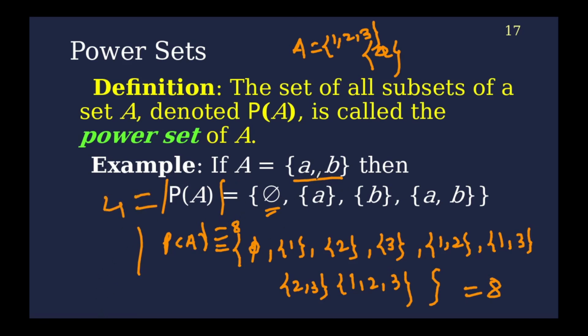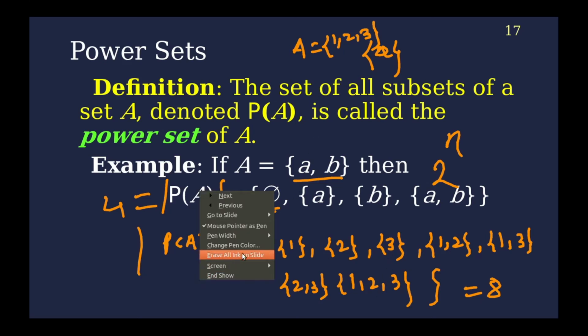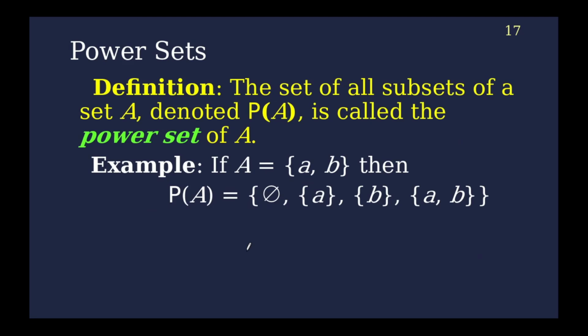The meaning of this is: if there are n elements in the set, then the power set contains 2 raised to n elements. Here the set is containing 2 elements. So 2 raised to 2 is 4. So the power set is containing 4 elements. Here we are considering this as a set. It contains 3 elements. So 2 raised to 3 is 8. So it is containing 8 elements. So this is the important property about the power set.